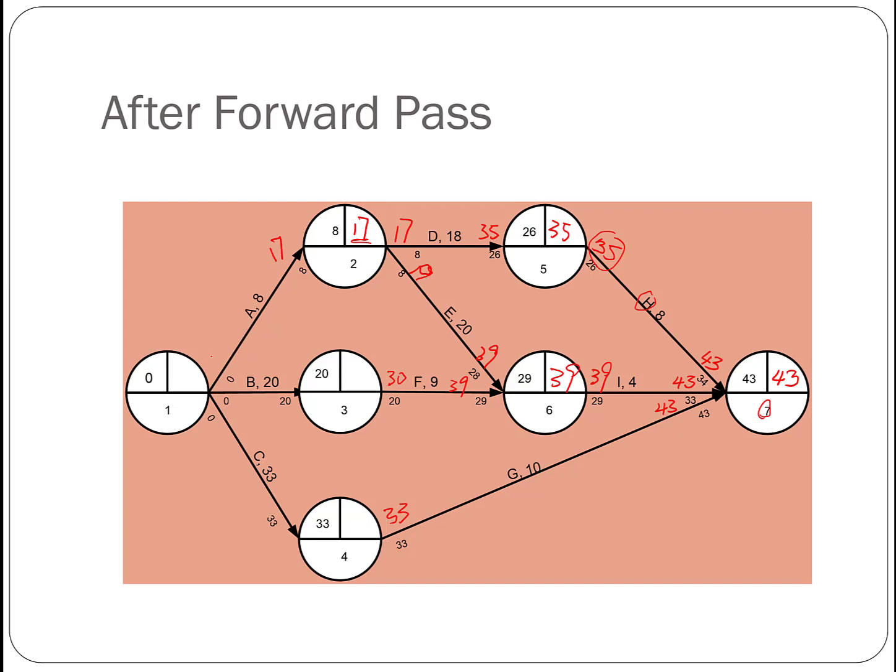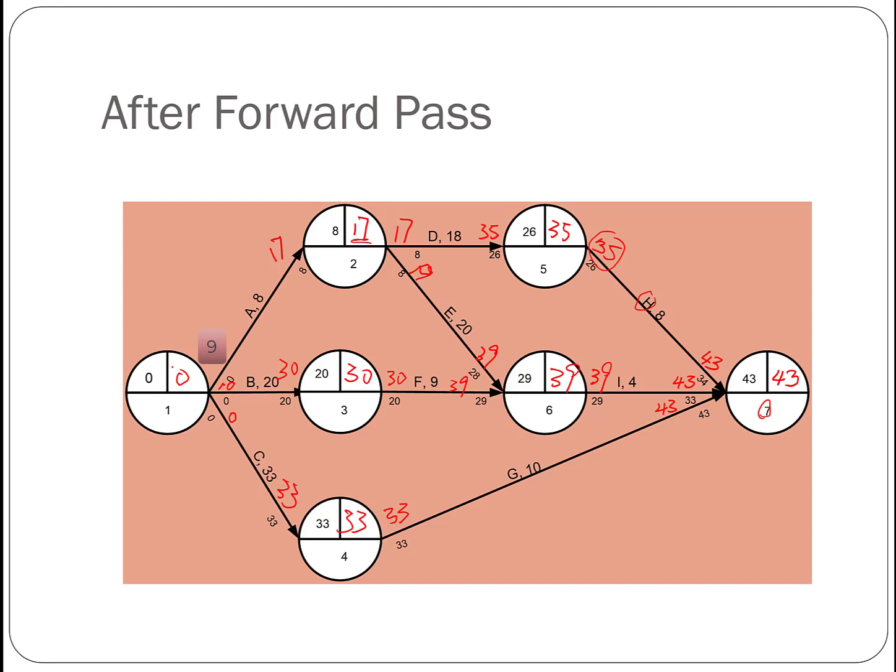17 take away 8, 9, 30 becomes here 10, and then the last one 33, 0. Now again, for this starting node, we're going to choose the smallest number, which is 0 here.